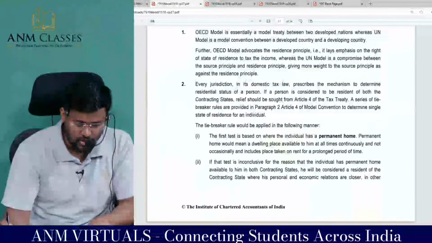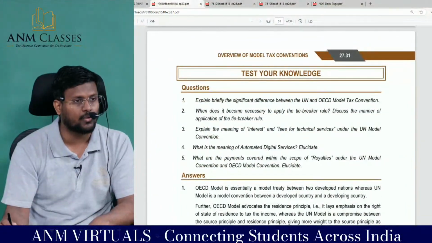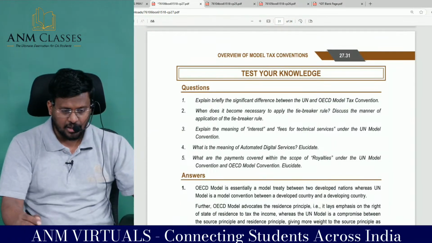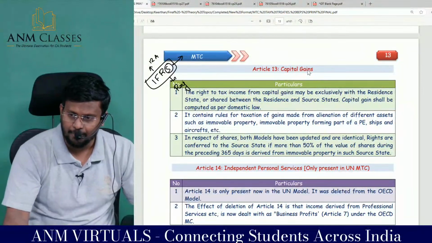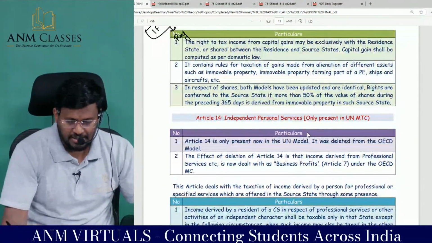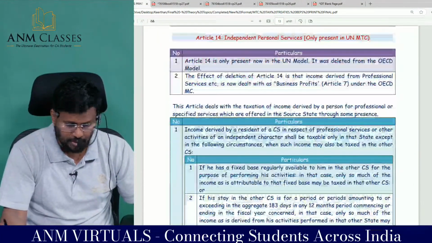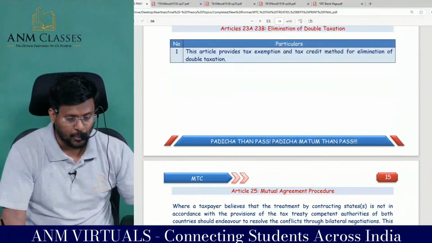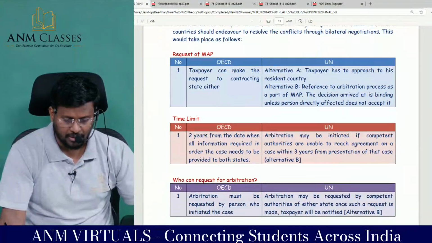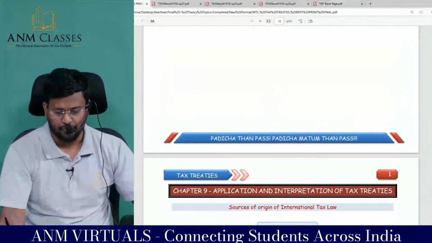You know, these are the 5 book-back questions they asked with the overview of the model tax convention. But still, we have to do one more slot to complete this, which is capital gain and independent personal services. Are you really with me? Then we have to talk about other income, the balance income, Articles 23A and 23B, elimination of double taxation, the MAP and the exchange of information.